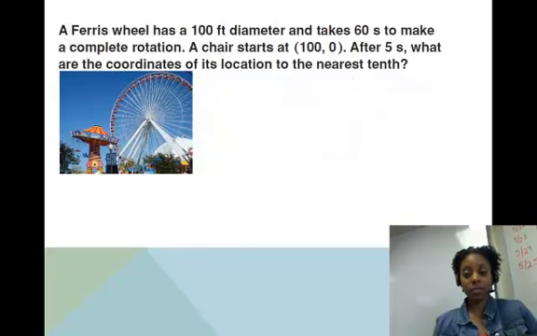Okay, for this particular problem, we've got a Ferris wheel, and it has a diameter of 100, and it takes 60 seconds to make a complete rotation. So it looks like this thing does about 6 degrees per second.